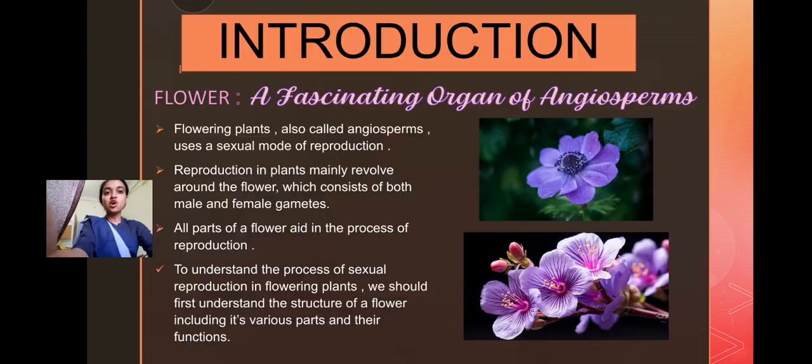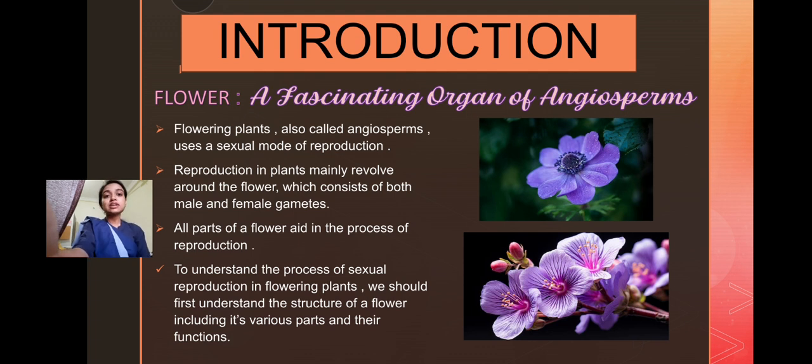So, let's see what a flower is. A flower is a fascinating organ of angiosperms. Flowering plants are also known as angiosperms and they use a sexual mode of reproduction. Reproduction in plants mainly revolves around the flower, which consists of both male and female gametes. All parts of a flower aid in the process of reproduction.